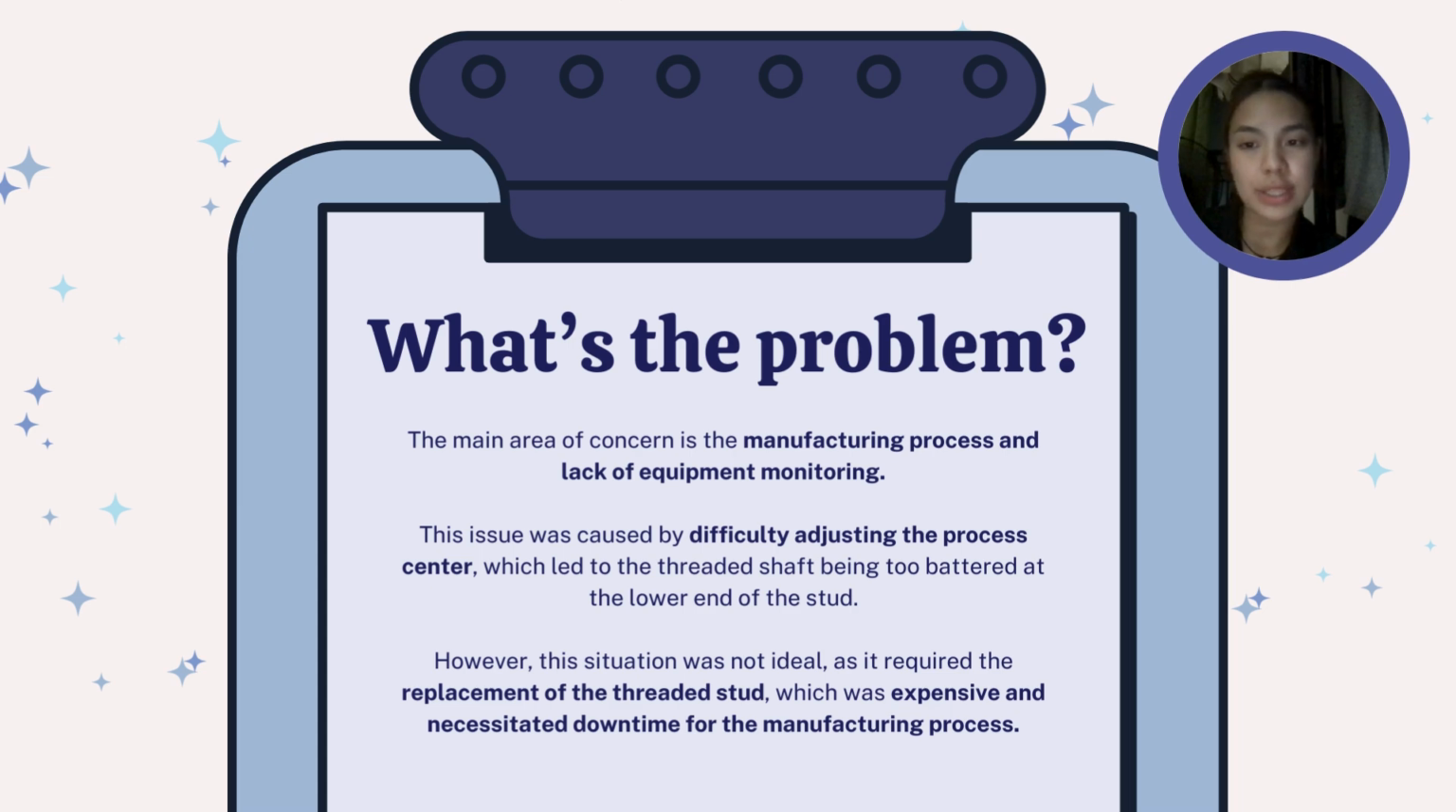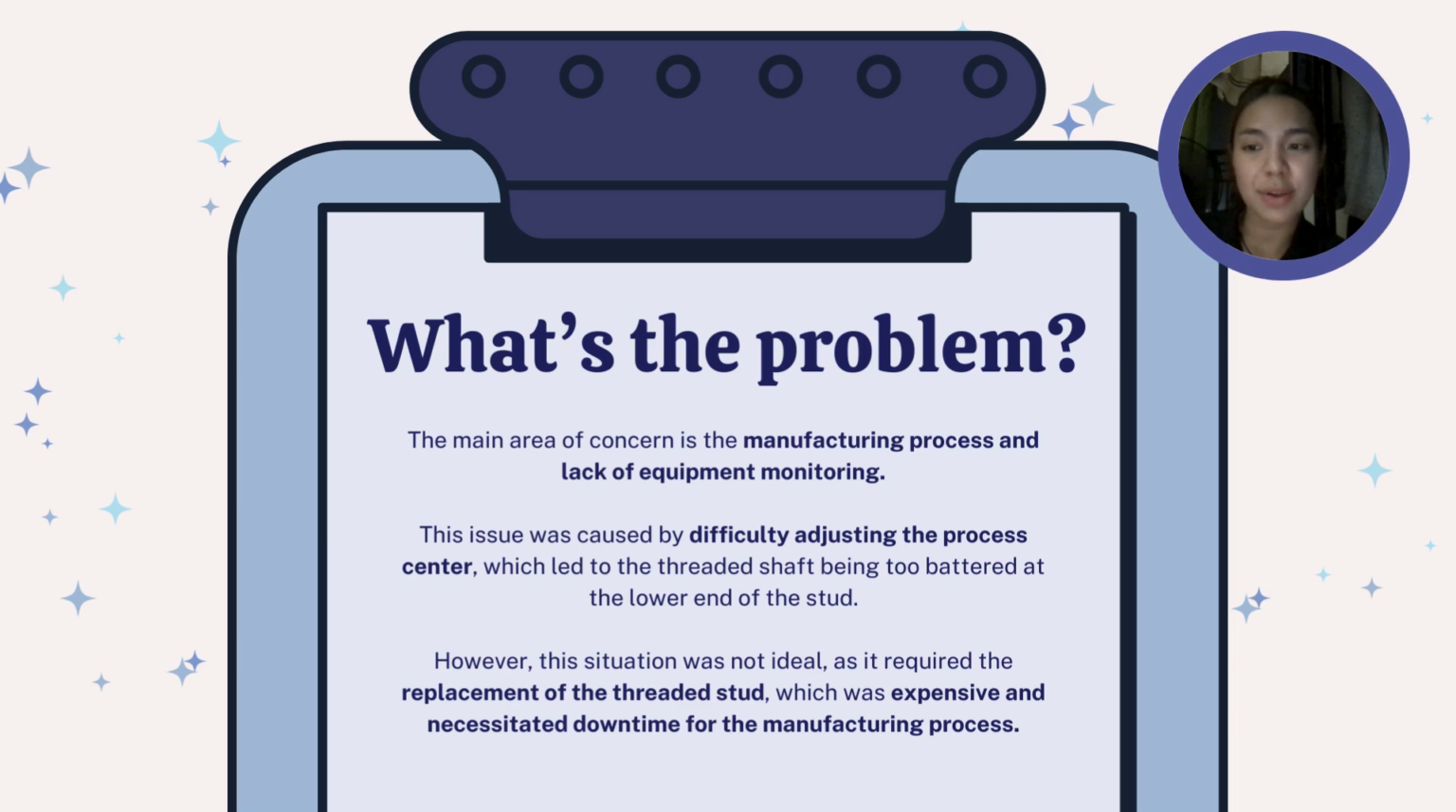The main area of concern in the case is the manufacturing process and lack of equipment monitoring, specifically the production of syringe caps and its length. Initially, the process produced longer length syringes, but after adjustment, the production shifted to shorter length syringes. This issue was caused by the difficulty in adjusting the process center, which led to the threaded shaft being too battered at the lower end of the stud.